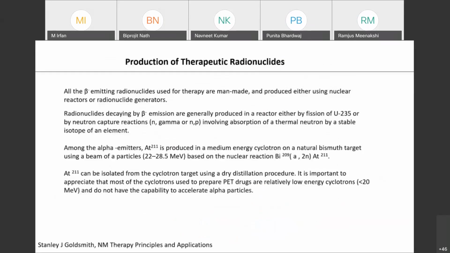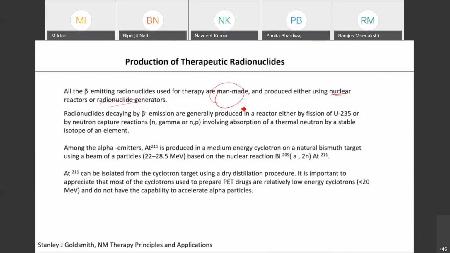So now we'll talk about how these therapeutic radionuclides are produced, and I guess someone has already taken up this part: how radionuclides are produced through cyclotron, through generators, through reactors. I guess these things have already been covered, so I will just have a glance at them. Whatever beta emitting radionuclides we produce for therapy are all man-made, so they are either produced using nuclear reactors or through radionuclide generators.